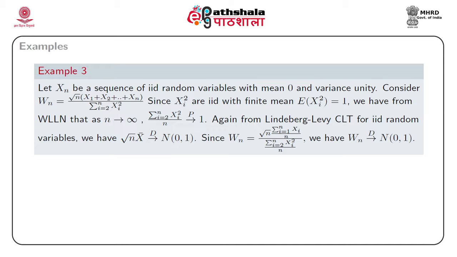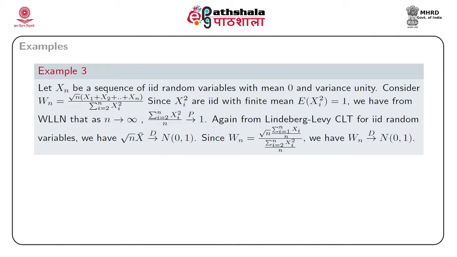Again, from the Lindeberg-Levy CLT for IID random variables, we at once have square root of n multiplied by X bar converging in distribution to normal(0,1). Therefore, we can write the whole thing as square root of n summation Xi by n, whole thing divided by summation i from 2 to n Xi squared divided by n. So, the numerator converges to a standard normal variable in distribution and the denominator converges to unity in probability, and hence as an easy consequence of Slutsky's theorem, we find that the large sample distribution of Wn is standard normal.